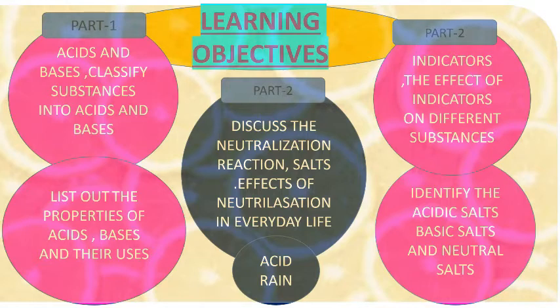In part 2 we will learn about indicators, the effect of indicators on different substances, and we will discuss neutralization reaction, formation of salts, types of salt, effect of neutralization reaction in everyday life, and we will identify the acidic salts, basic salts and neutral salt. In part 2 we will discuss acid rain also.